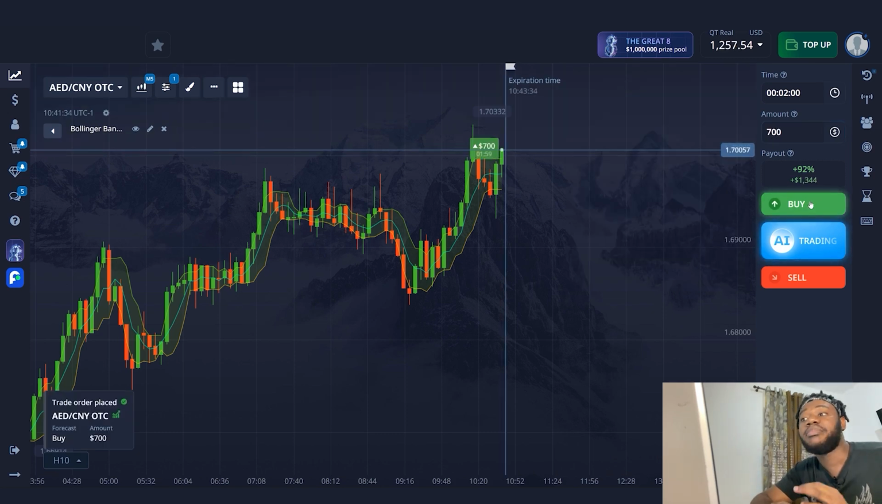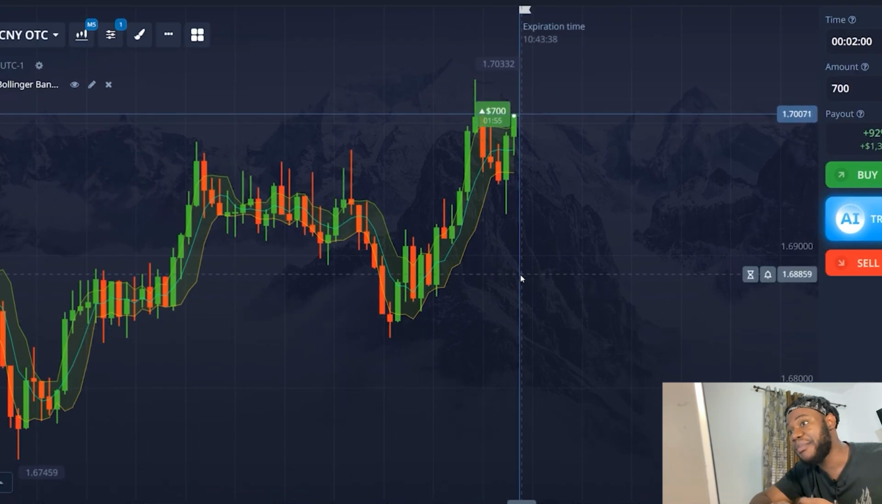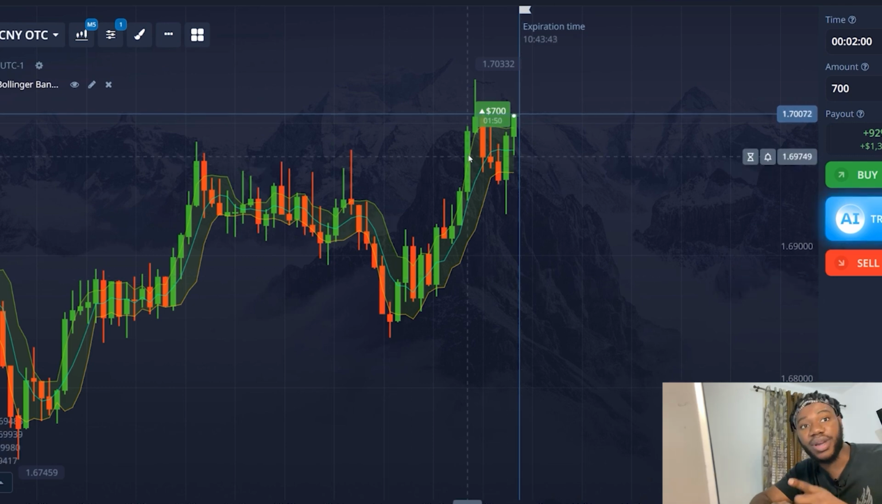Okay, as you can see, the price correction has already occurred. The price started to rise. This time I opened the trade a little later than the main signal, which is acceptable in this strategy.